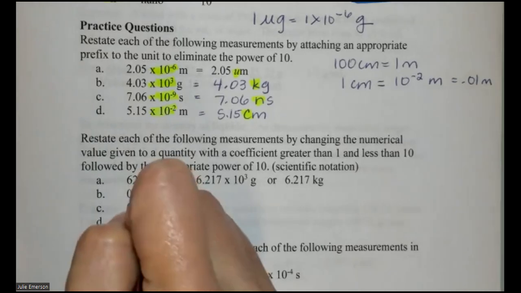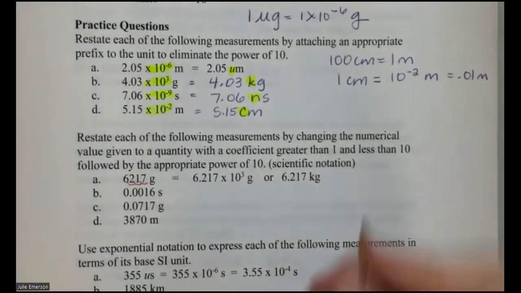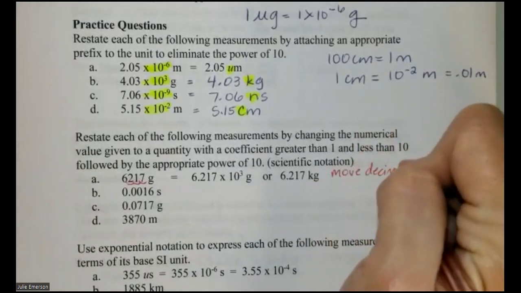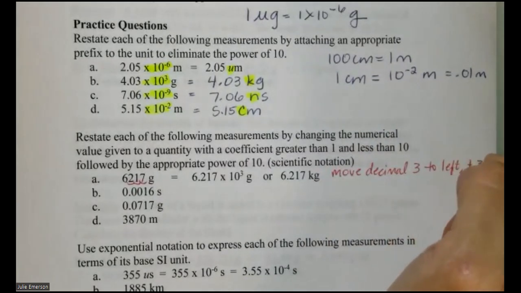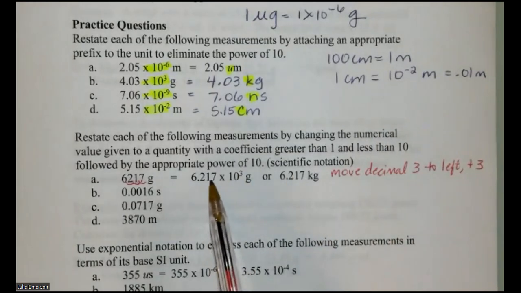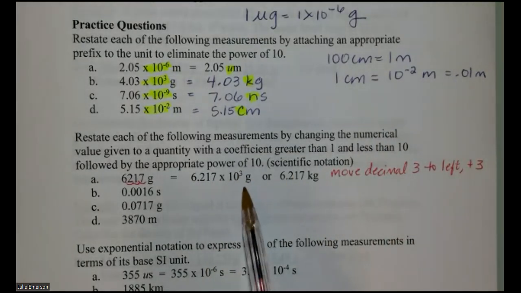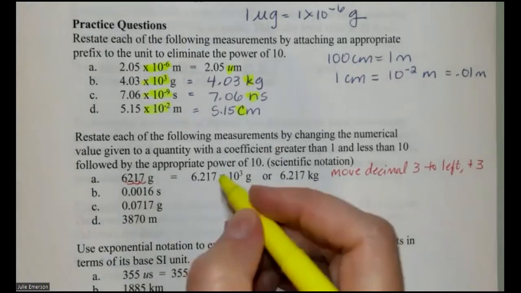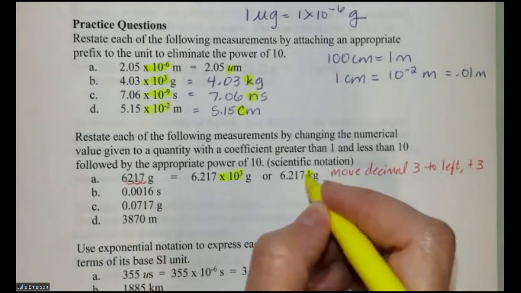So we're going to move our decimal 1, 2, 3 spots to the left. So we move the decimal 3 spots to the left. So the exponent is a positive 3. All right, so that's what we have here. So 6.217 times 10 to the third, and then there's our unit of grams. Now that we know that the exponent is times 10 to the third, we can replace that with kilo.